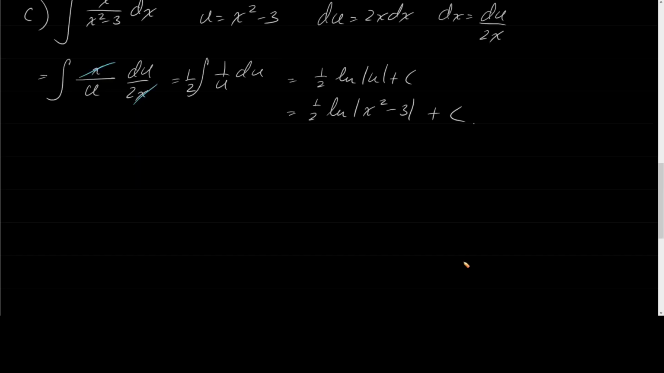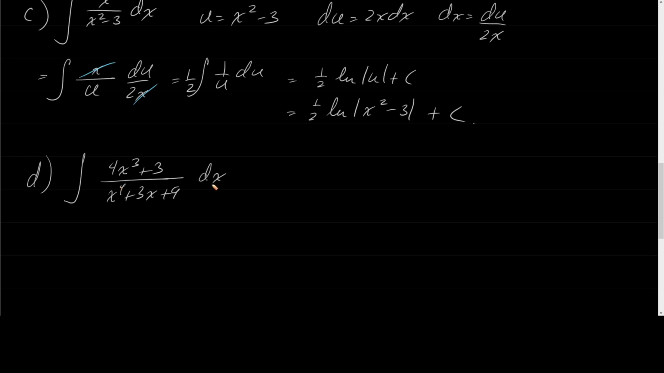Next one, d. The integral of (4x cubed plus 3) over (x to the 4th plus 3x plus 9) dx.